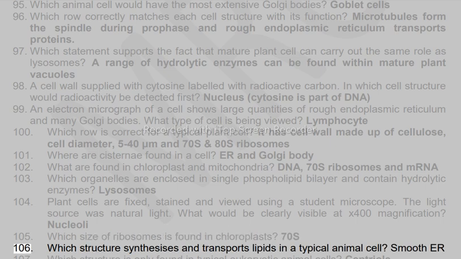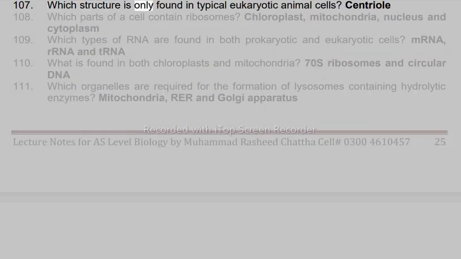105. Which size of ribosomes is found in chloroplasts? 70S. 106. Which structure synthesizes and transports lipids in a typical animal cell? Smooth ER. 107. Which structure is only found in typical eukaryotic animal cells? Centriole.